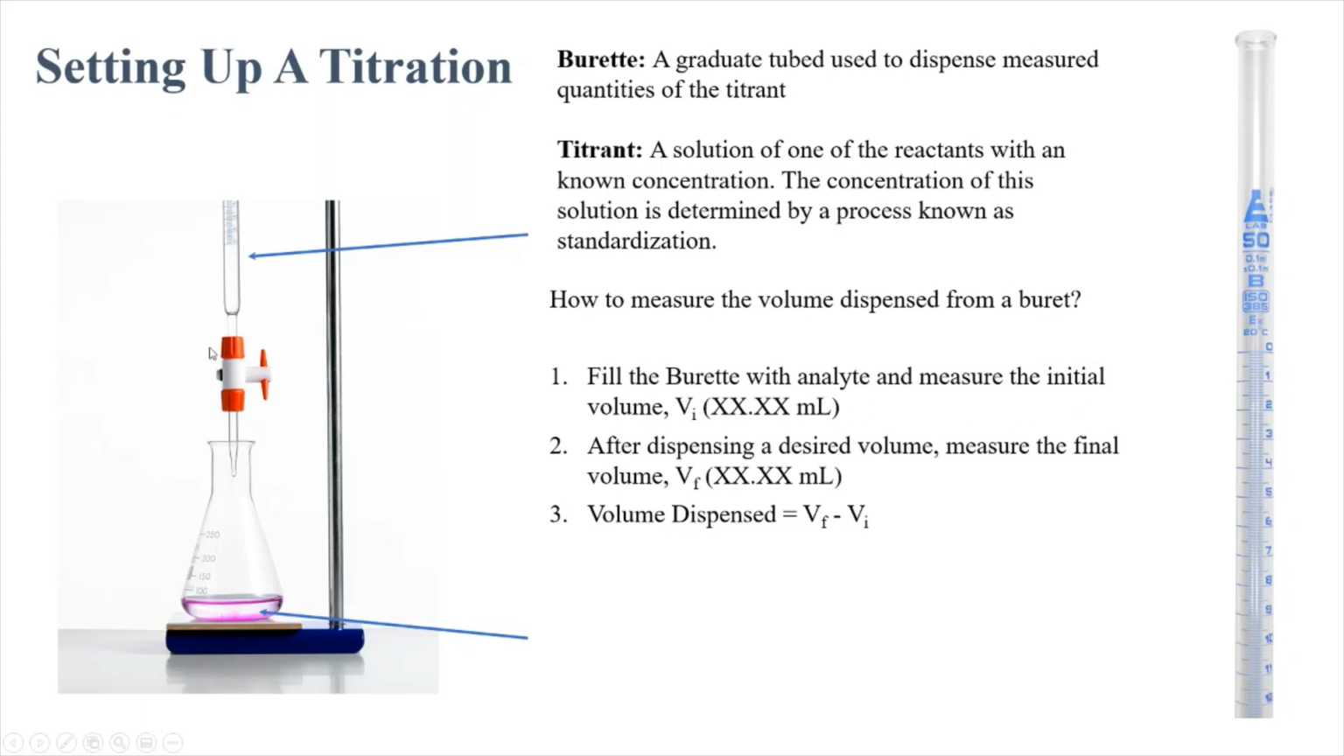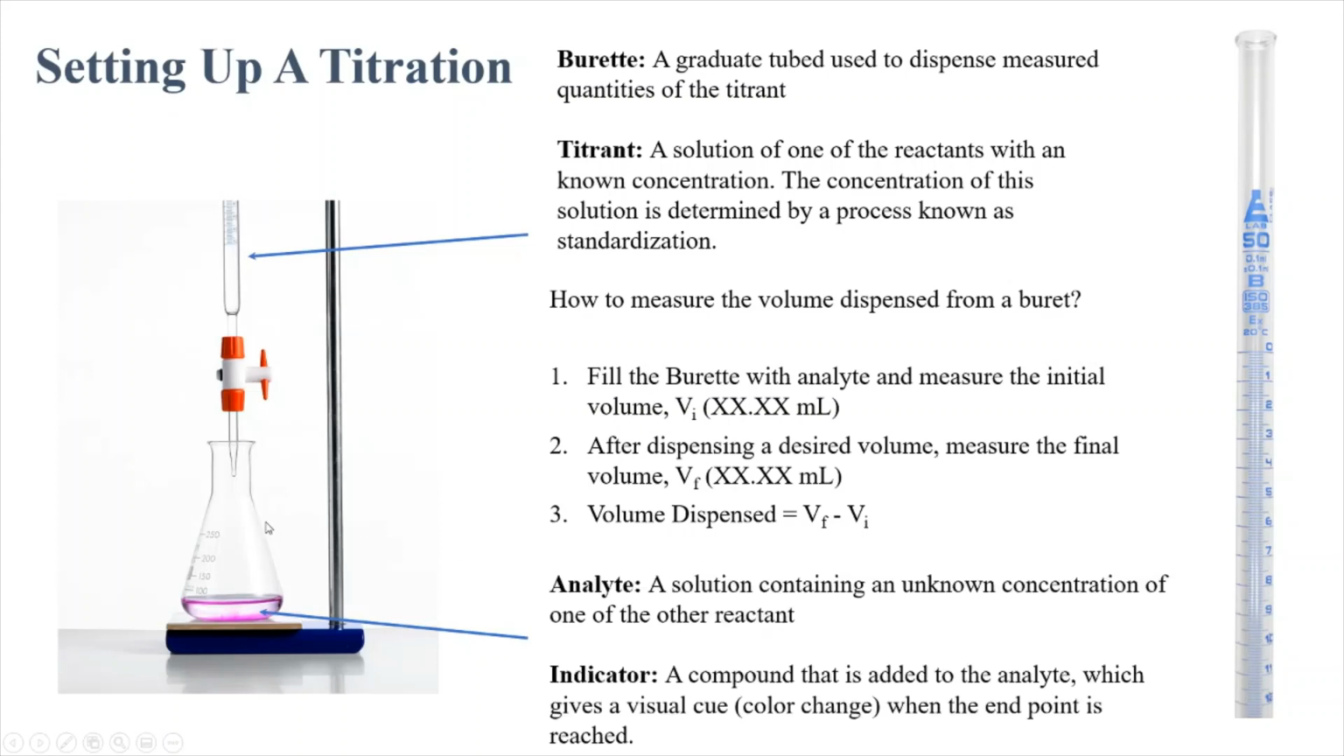Then we're going to add however much volume we need in order to do our reaction, and we get to what we call the final volume. This is when the reaction is complete, and again, we read that to the second decimal place. So the volume dispensed is going to equal the final volume minus the initial volume, meaning where did we start and where did we end. That's how we get the volume dispensed. That's how you use a burette.